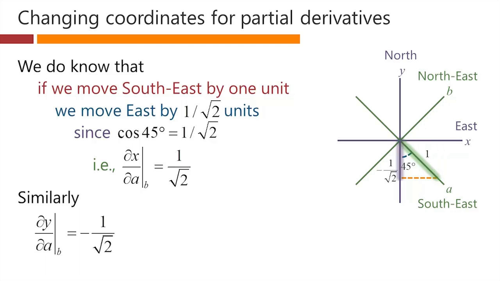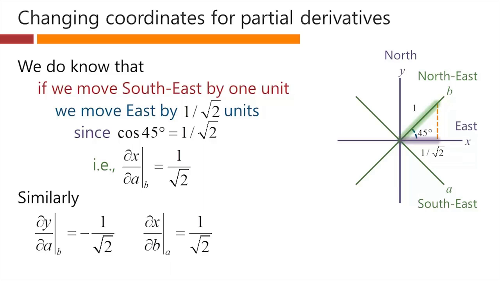Similarly, the amount that y changed as we move along the green line here by 1 unit, in this case y actually decreases, and we really have minus 1 over root 2 here, movement along the y direction for 1 unit of movement along the positive a direction. So partial dy by dA at constant b, in this case, is minus 1 over root 2.